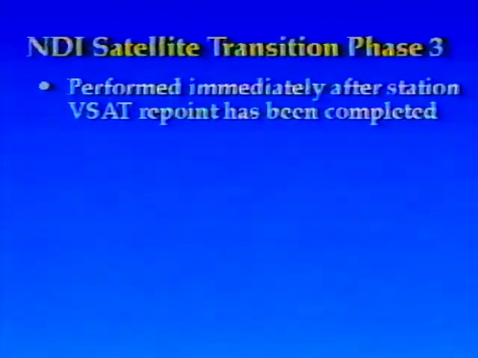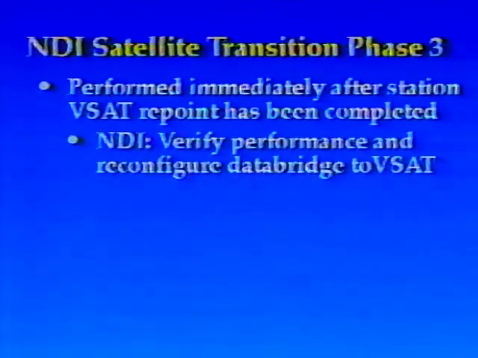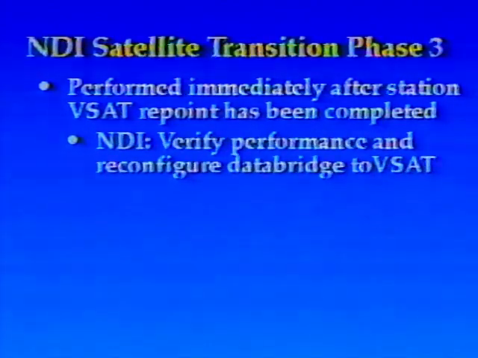After the completion of Phase 2, Phase 3 rehomes our data back to the VSAT as the primary network feed and retains the VBI satellite as our active backup. That'll be performed immediately after the station VSAT repoint has been completed. We'll dial into the data bridge, verify the performance once again, and then reconfigure the data bridge to the VSAT input, utilizing the analog satellite feed as an active backup.